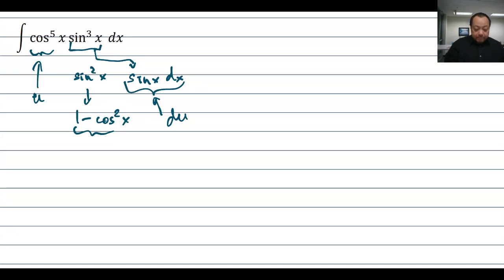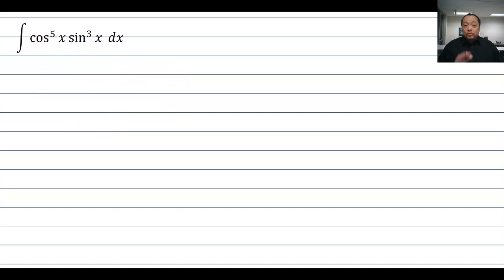I'm going to do one. I'm going to do cosine fifth, actually. You should do sine cubed. And that way, after you compare, you can see which one is easier. And then you can figure out in your mind for yourself how you choose the easier one.